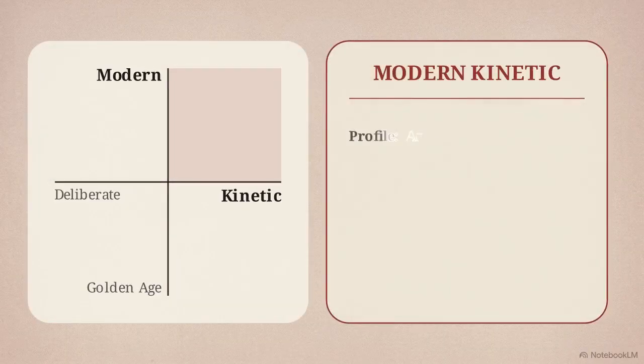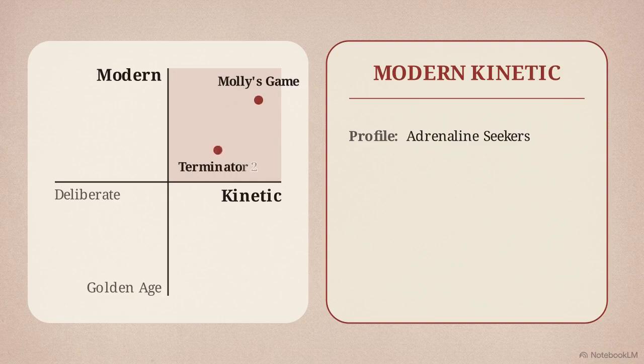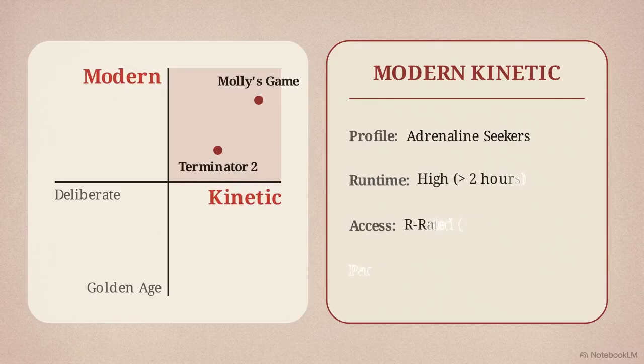Here in the first quadrant, we have the modern adrenaline chasers. This plots high-octane films like Molly's Game and Terminator 2: Judgment Day, right in the top right corner. Kinetic pacing with modern sensibilities. These are the heavy hitters. They deliver the massive scale and extreme visual polish you expect from contemporary big-budget blockbuster directors. You get immediate gratification through A-list star power, rapid-fire dialogue, and highly choreographed sequences.